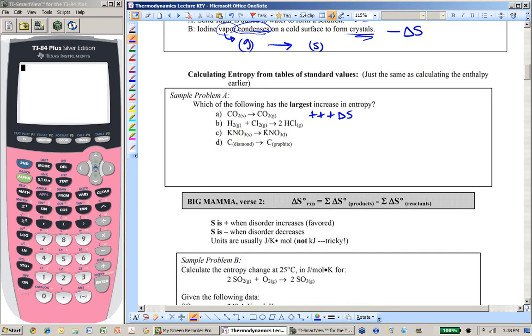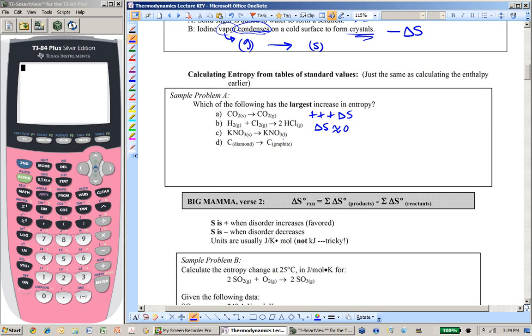2 moles of gas on the left, 2 moles of gas on the right. You had these little elements. You had this now fairly small molecule. That is almost a wash. Without some numbers to crunch, I can't really make a comment other than delta S is really close to not changing at all. So I'm going to say it's approximately equal to 0.